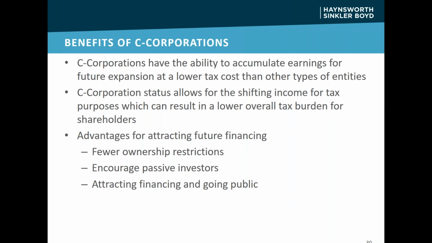And C corporations also encourage passive investors. A partnership's advantage of passing losses through to individuals only applies to partners who actively participate in the management of the partnership. And passive investors tend to fare better tax-wise under C corporations. Then finally, C corporations make attracting financing and going public easier. Venture capitalists prefer the flexibility of a C corporation's ownership structure, and if you want your business to grow so much that you foresee it being sold on a national stock exchange, only C corporations are eligible for their stock to be sold on a national stock exchange.